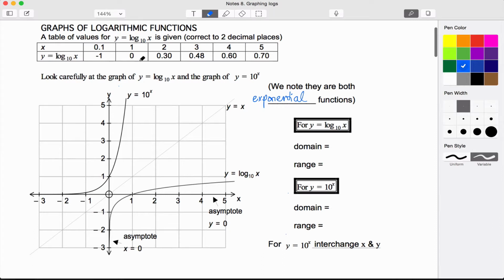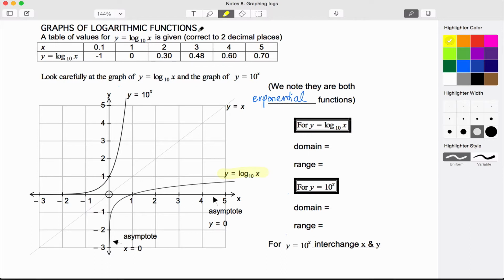First of all, I have here a table of values for y equals log 10x, and I've already filled it in for you. You'll be pleased to know you don't need to bother doing that. I've just put them correct to 2 decimal places. So we've got a small value of x, then 1, 2, 3, 4, 5, and the values of y equals log 10x already organized for you. If we graph that, we end up with this graph here, which is this one. So I just want you to look at this one for now.